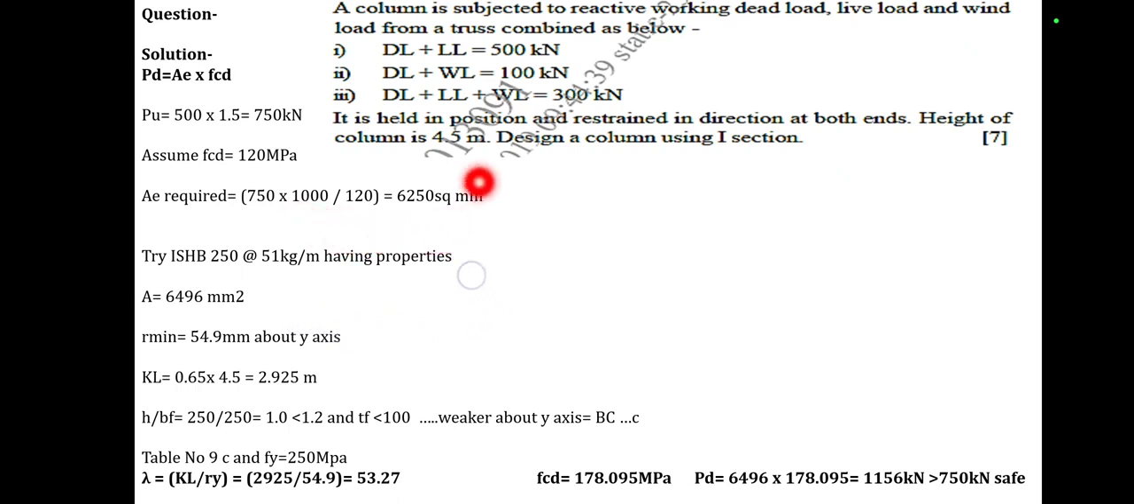Hence we got from the above state the area as 6250 mm square. Now depending upon this area, we need to calculate the section, or we need to assume the section first.